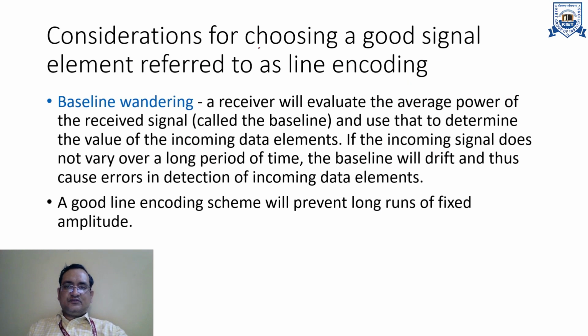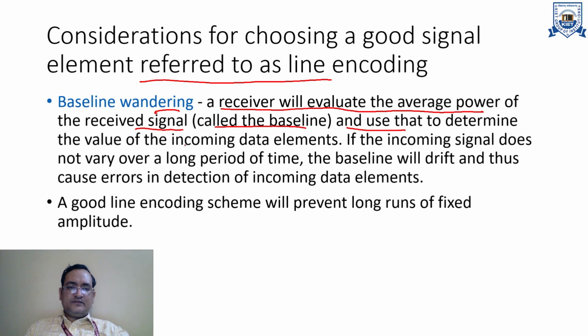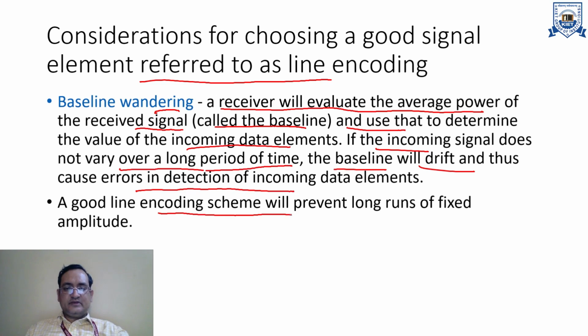Now, considerations for choosing a good signal element, referred to as line coding. First, baseline wandering. A receiver evaluates the average power of the received signal, called the baseline, and uses it to determine the value of incoming data signals. If the incoming signal does not vary over a long time period, the baseline will drift and cause errors in detection of incoming data. So a good line coding scheme will prevent long runs of fixed amplitude, that is, continuous 1 1 1 1 or 0 0 0 0.